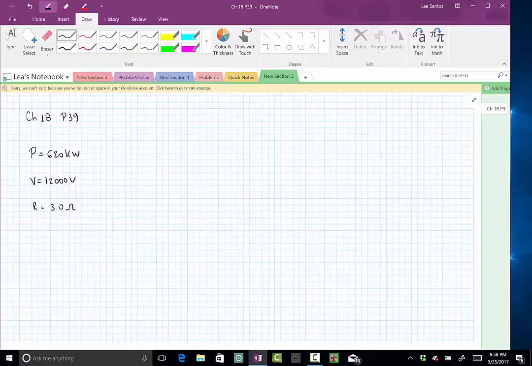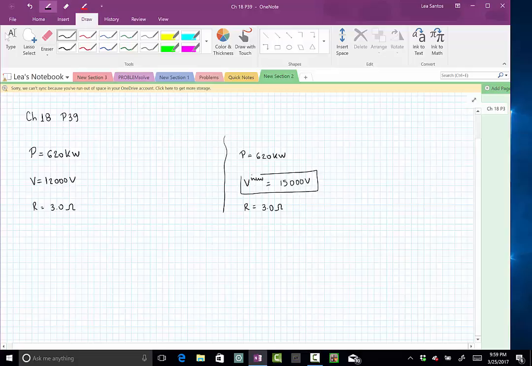Okay, and we want to know how much less power is wasted if the electricity is delivered at a much bigger potential difference, a potential difference, I'll call it the new one, of 15,000 volts. Okay, nothing else here changed. The power generated is always the same, and the resistance of the wires remains the same. But we want to know how much less power is wasted if the electricity is delivered at this bigger potential difference.